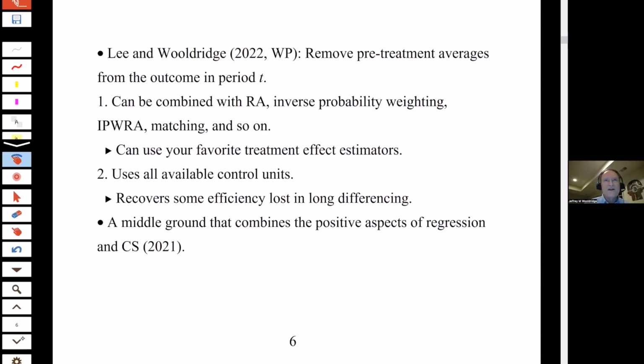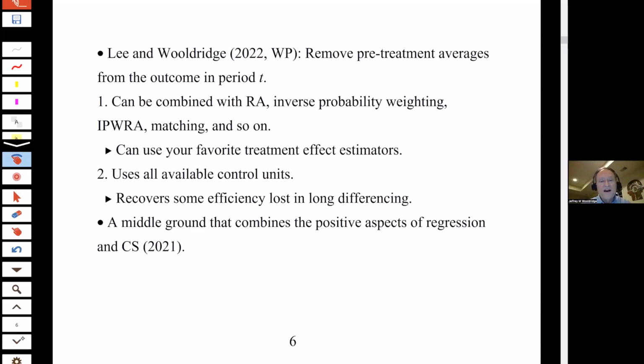And so this just requires that we make sure that when we impose the usual assumptions, we might not like them, but the usual assumptions are the no anticipation assumption and the parallel trends assumption. When we have those holding, then we can show that if we take this kind of rolling transformation of the data, we can then take this transformed variable and apply standard treatment effects estimators.